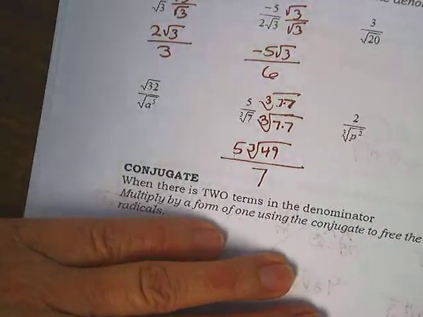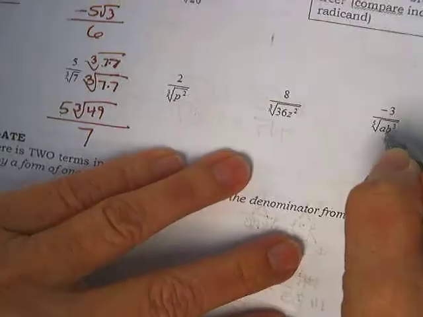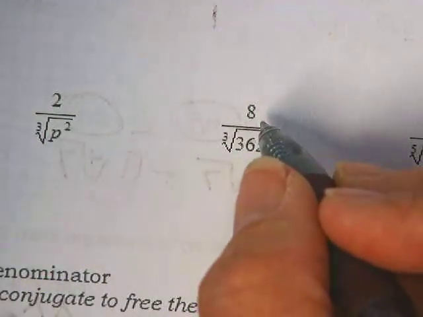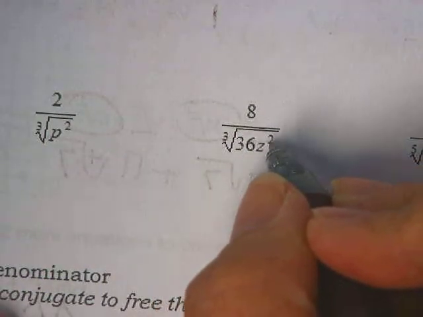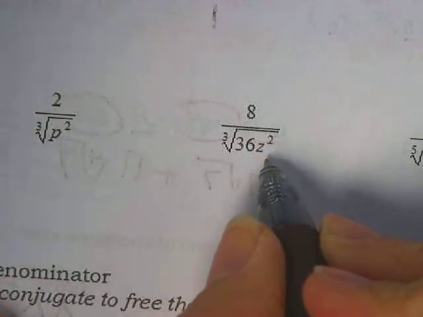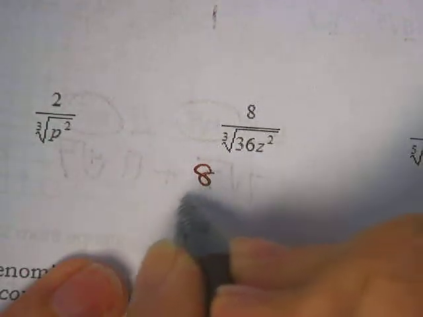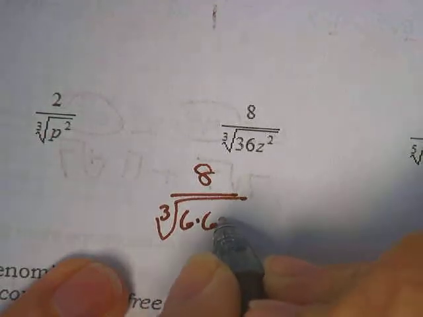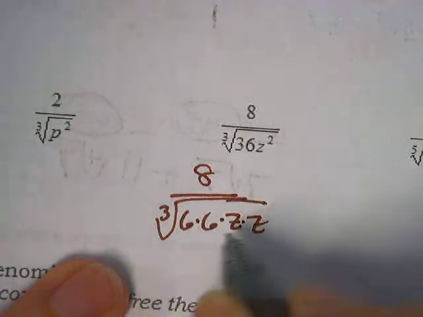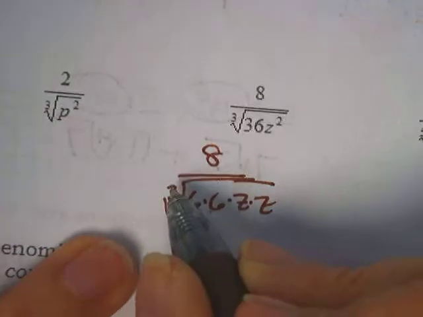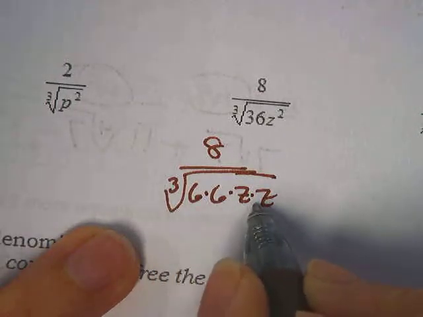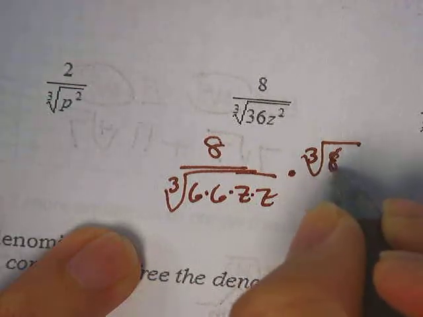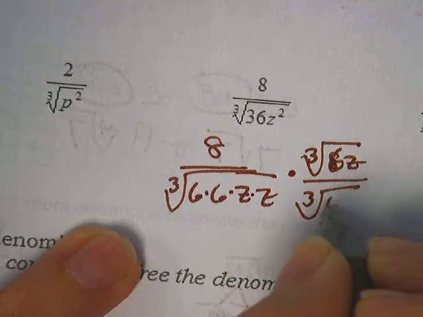And let's do this last one, how about? Or no, let's do this one. This is a good one right here. 8 over the cube root of 36z squared. 36 is 6 times 6. So let's just rewrite this. This is 8 times the cube root of 6 times 6 and z times z. So to take something out when it's a cube root, I need to have 3 of them. So I need one more 6 and one more z. So I will multiply by the cube root of 6z over the cube root of 6z.